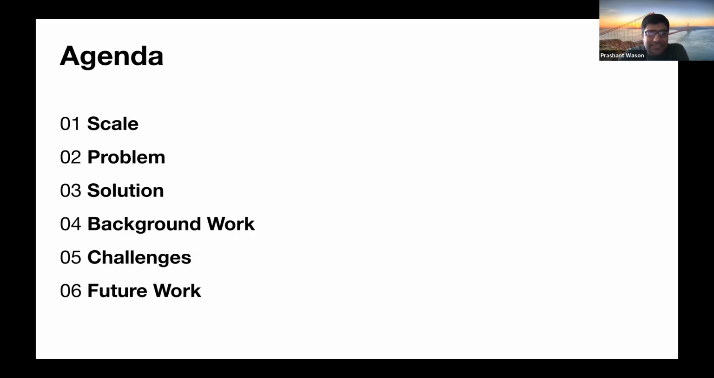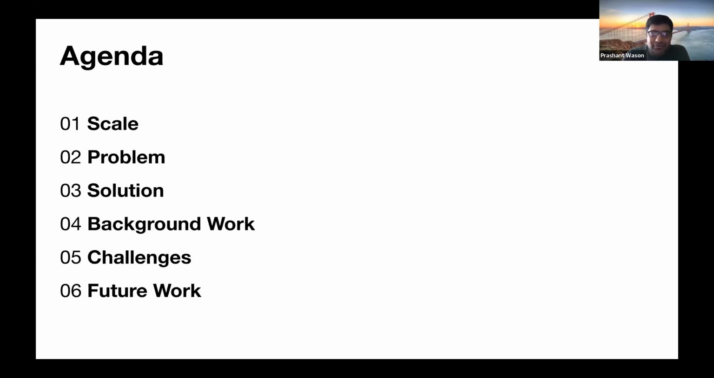In this presentation, I'll talk about the scale at Uber, which is the primary reason why we had to solve it through the metadata table. I'll talk about the solution. I'll also talk about some of the background work we had to do, especially because we were rolling out at large scale in production.